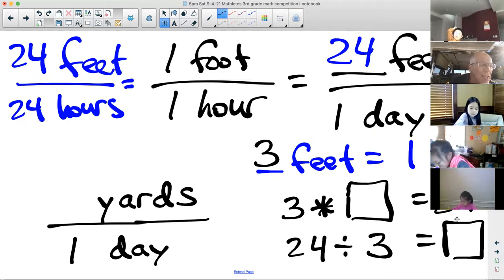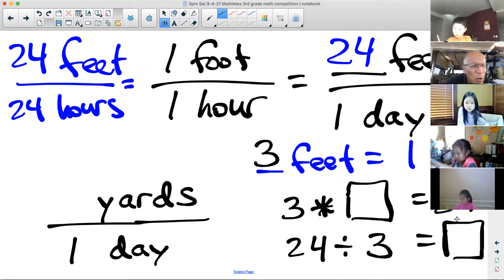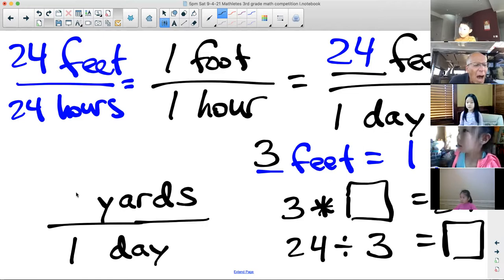If you already know the answer, Jason, why don't you draw a picture of 3 feet per yard, making up 24 feet? Who thinks they know? I know Jason knows. How many people know how many yards are in 24 feet? On 3. 1, 2, 3. Stella, go. 8. What'd you get, Catherine? 8. And Jason? 8. And Eleanor?